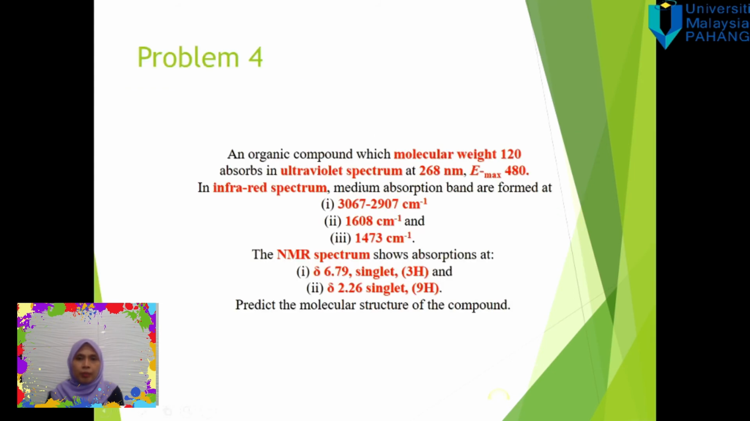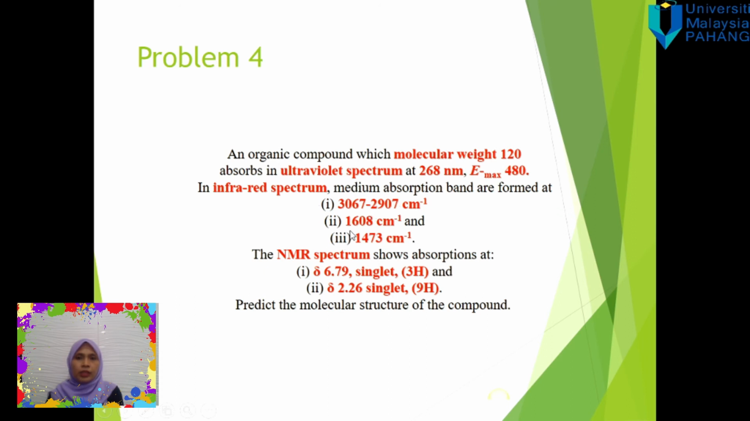The next problem is problem 4, in the form of text. Problems can be in the form of a spectrum or in the form of text. We read the question. An organic compound with molecular weight 120 absorbs UV-VIS at 268 nanometers, Emax 480. We don't know what that is, so just ignore it first. In infrared, there are signals like this.